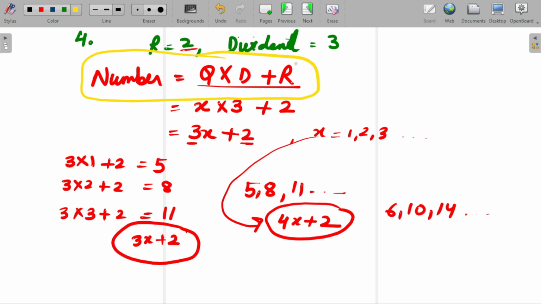If you are given the remainder and the dividend, just put the values here and take the quotient as any variable. You can take it as k, or any alphabet a, b, c, d, anything, right? I have taken x. I'm comfortable with that, but if you are comfortable with another, you can take that. So these are the two expressions, 3x plus 2 and 4x plus 2. These are the two algebraic expressions. Moving to the next question.